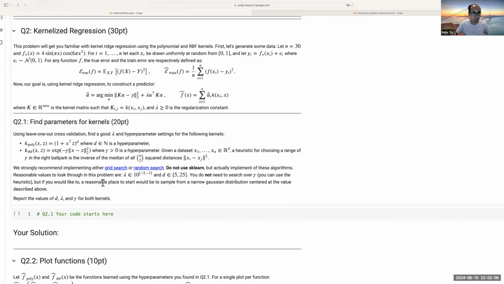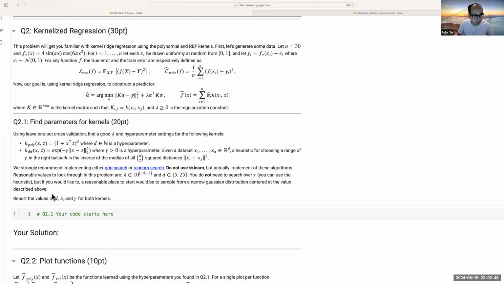For the other hyperparameters, I strongly recommend using either grid search or random search, but you cannot use scikit-learn here. You actually need to implement this algorithm from scratch. I give you the range that you should search over. Lambda will range from 10 to the minus 5 to 10 to the minus 1. D will range from 5 to 25. For gamma, you don't need to do any hyperparameter searching because you can use this heuristic. All right, that's what you need to be doing.